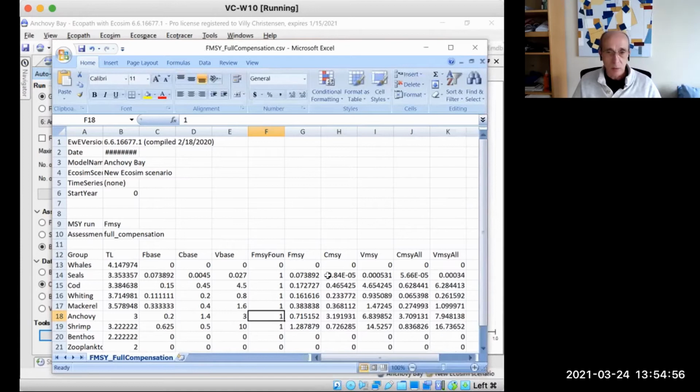All in one go. The trophic level, base F, anchovy was 0.2, catch at base, and so on, value at base. You can get this, and you can get a lot more information out of it. So from here you can see what the FMSY is for these groups. It's estimated to these numbers. You can compare that with the single species in the stationary system, the other CSV file, and explore that. That would be my suggestion.